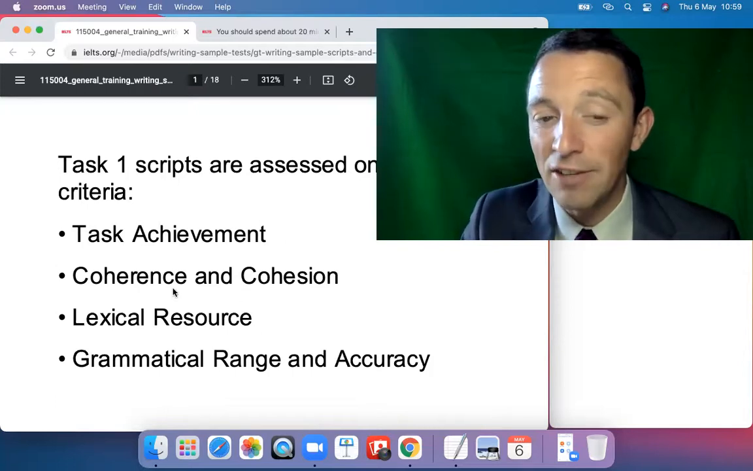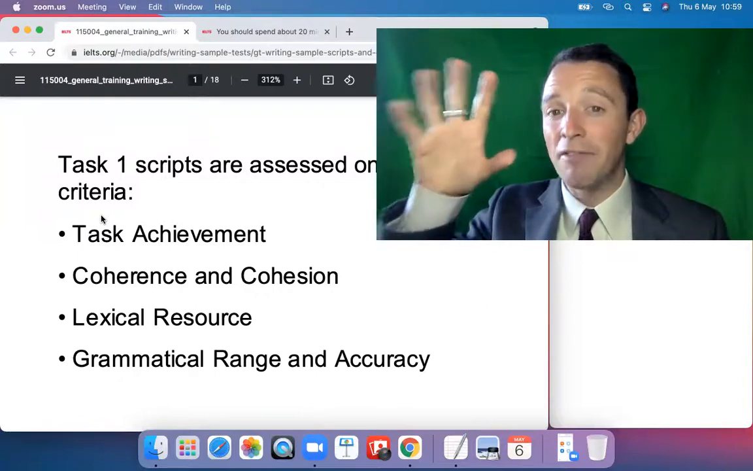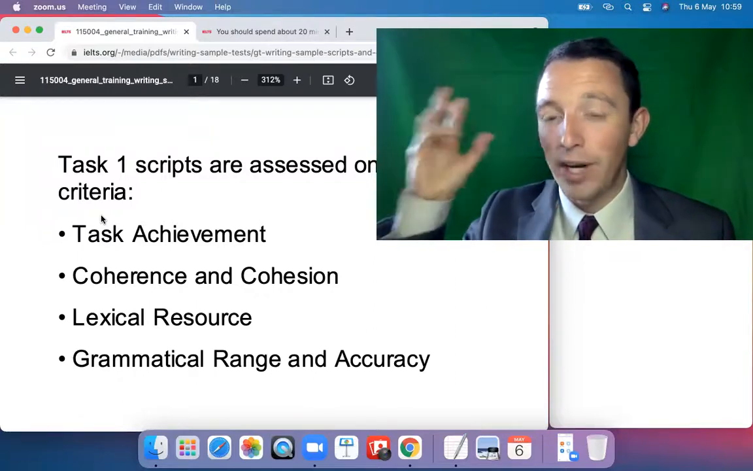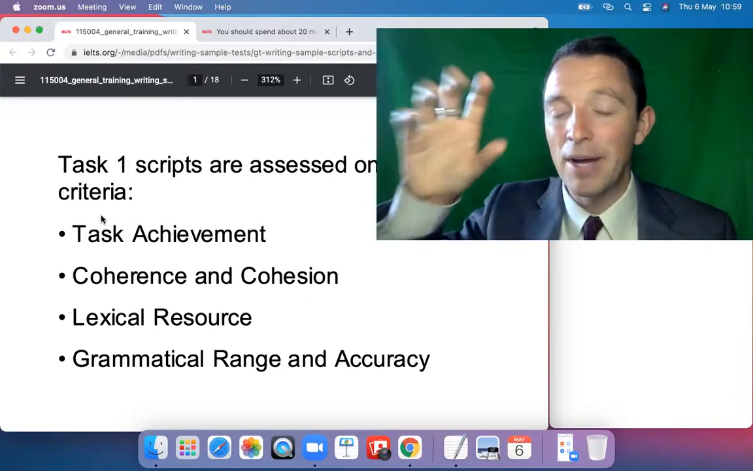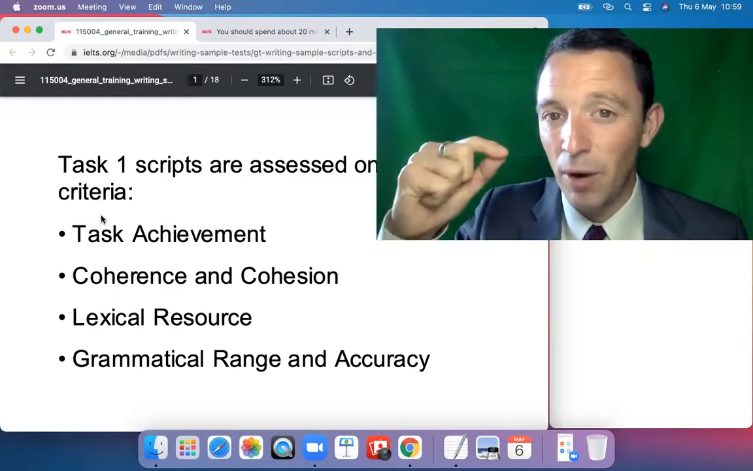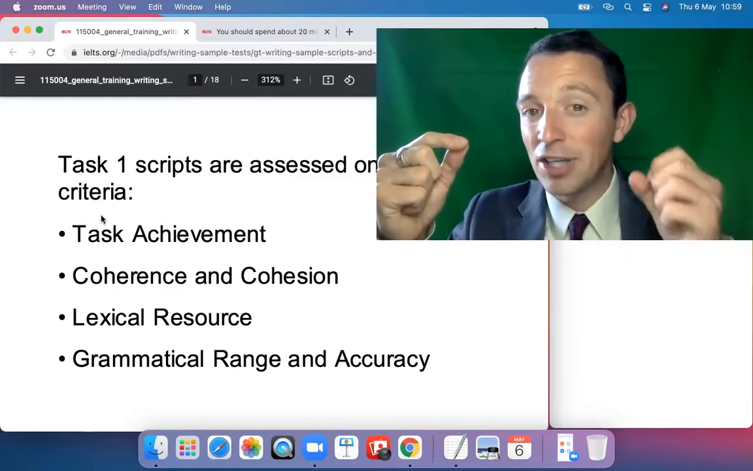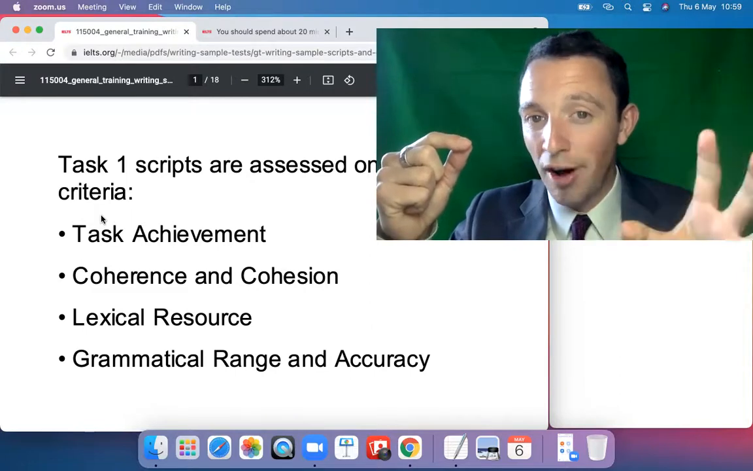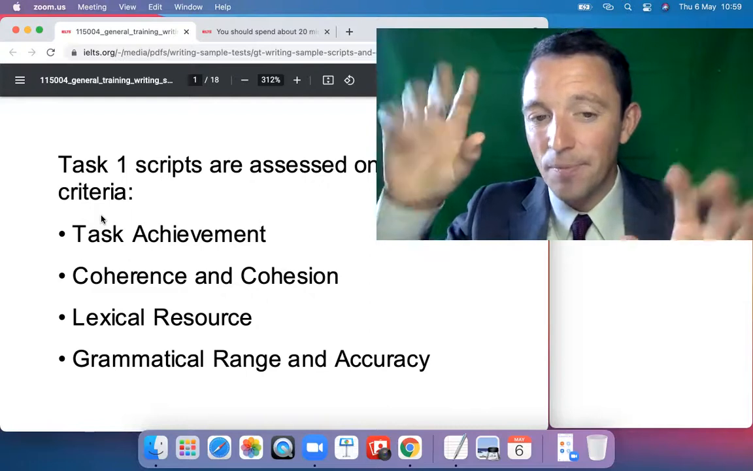So the task achievement is related to the question. So when you have a question in the IELTS writing or the Cambridge writing or the Escuela Oficial de Idiomas, every writing exam in English, you have a question and you have a lot of detail in the question. So it's so important in your answer that you address, that you mention, that you describe every part of the question in the answer. That's the first thing.